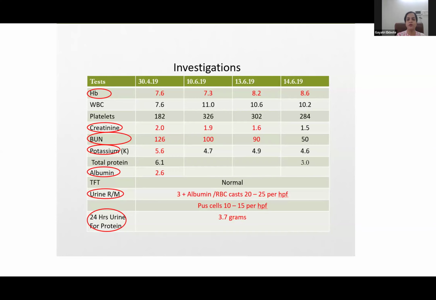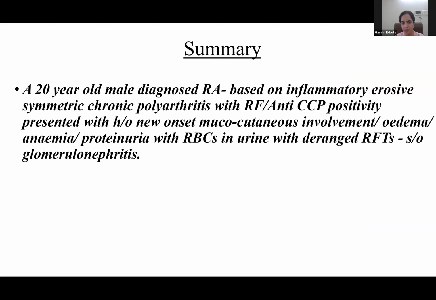So basically, we have a 20-year-old male from Nagar, who was diagnosed to have rheumatoid arthritis very rightly based on inflammatory systemic chronic polyarthritis, and he also had rheumatoid factor and anti-CCP positivity. But he came to us with history of new onset mucocutaneous involvement, anemia, nephrotic range proteinuria with RBCs in urine and with deranged kidney functions. Probably everything was going towards glomerulonephritis. So obviously this is not a simple inflammatory arthritis case, or this is not a simple case of rheumatoid arthritis.